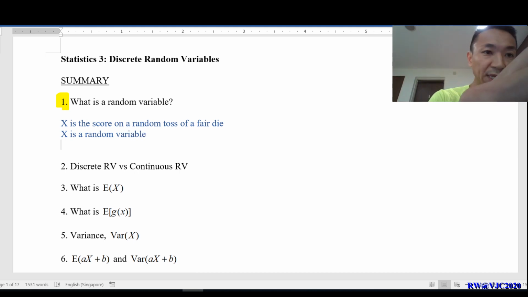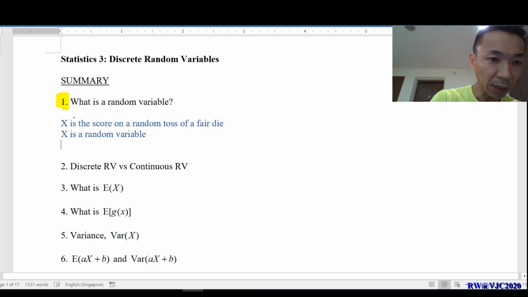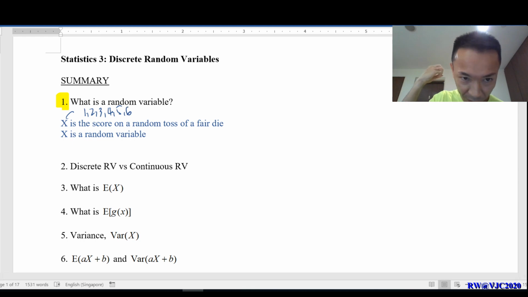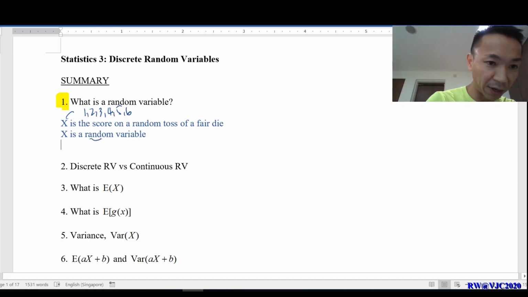Why? Because you can see carefully here, x can be 1, 2, 3, 4, 5, or 6. There are 6 different possible outcomes. Every time you perform the experiment, it can have a different outcome. It's a random variable.